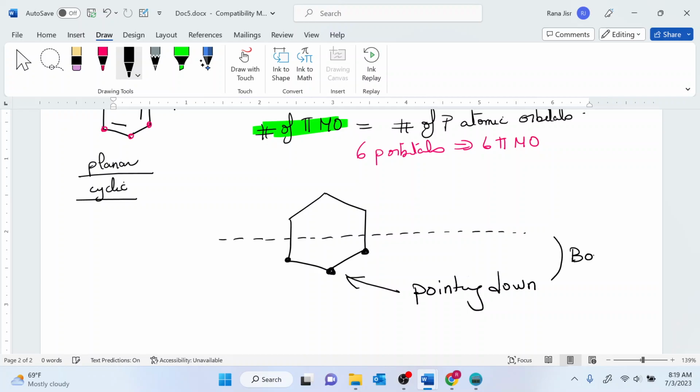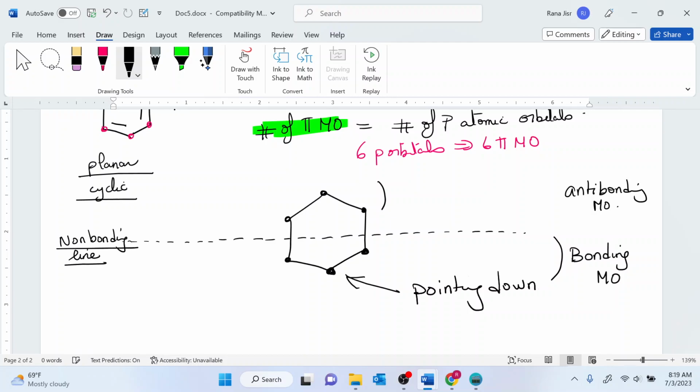These are going to be called the bonding molecular orbitals. And you're going to end up having 3 carbons above the line, and these are called anti-bonding molecular orbitals. Now the line that we just drew, we're going to call it a non-bonding line. And this line is where the non-bonding molecular orbitals lie.